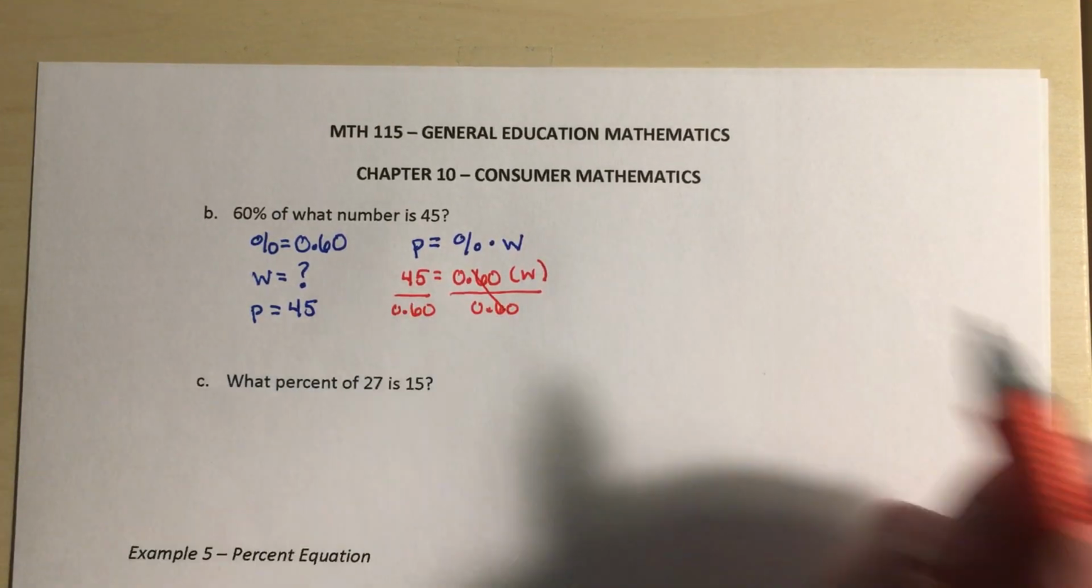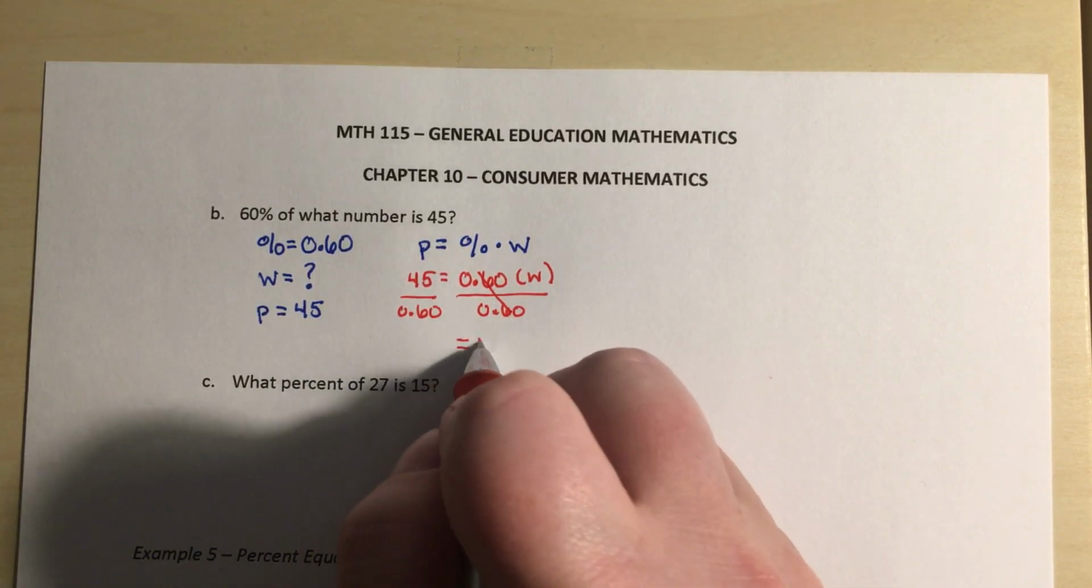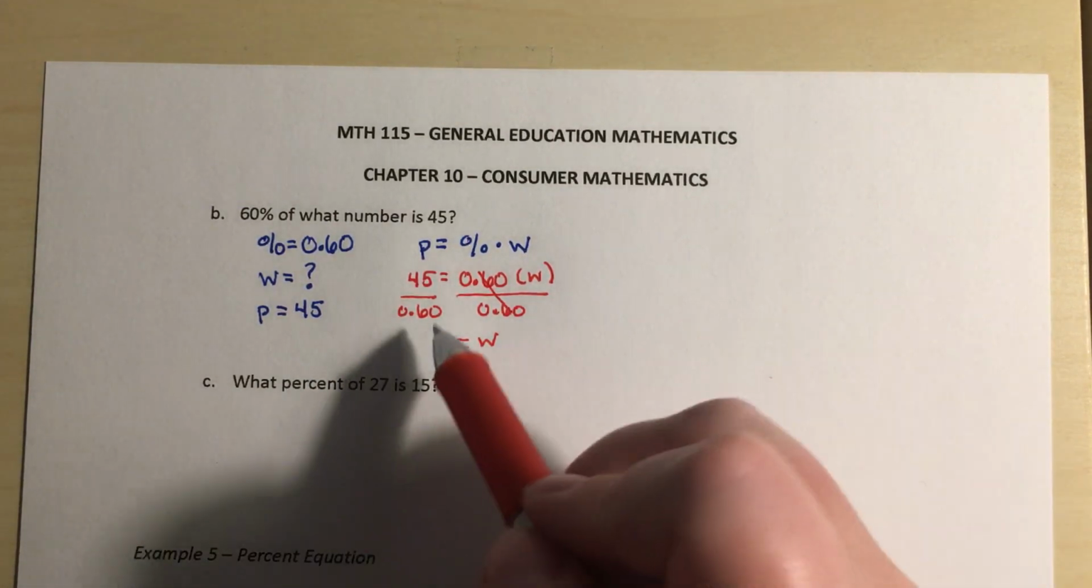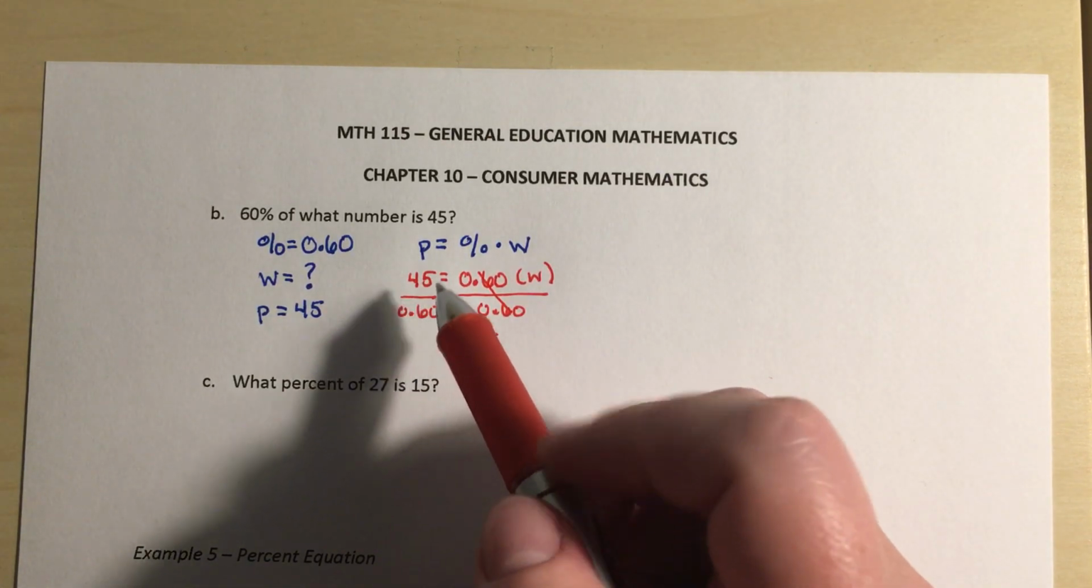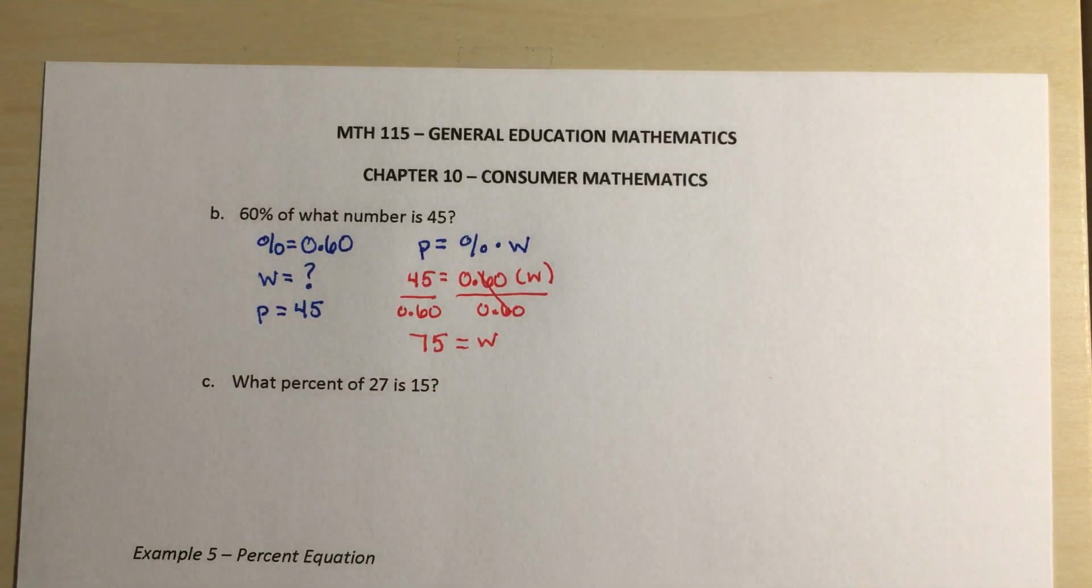Right, that way these cancel. Right, those cancel. We're just left with a W. And then into our calculator, we're going to type 45 divided by 0.60, and we get 75. So 75 is our whole.